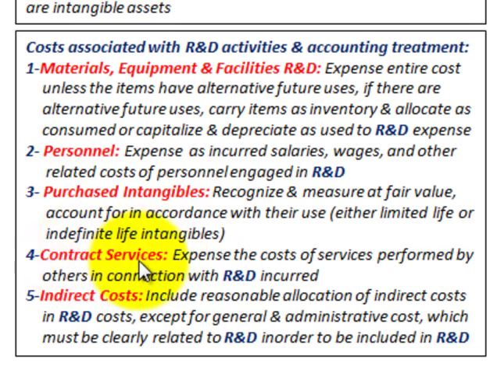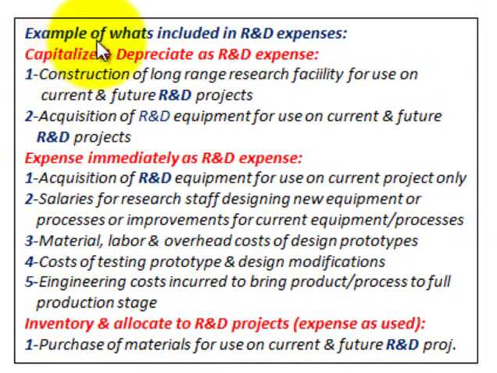Now, for contract services, that is, you contract out your R&D activities. You expense the costs of the services performed by others in connection with the R&D incurred. So if the company contracts it out, then you would still be expensing these services under the R&D accounts. And then indirect costs. You include a reasonable allocation of the indirect costs in the R&D costs, except for general and administrative costs, which must be clearly related to R&D in order to be included in any R&D costs or expenses.